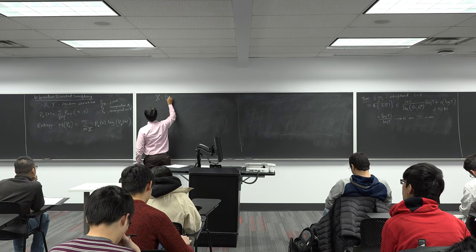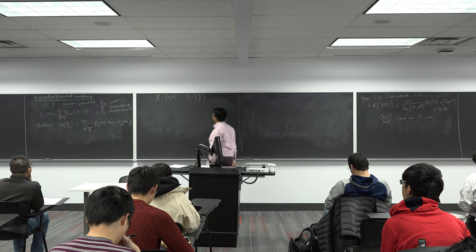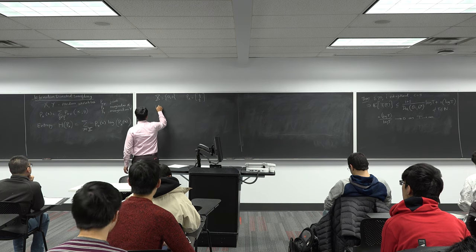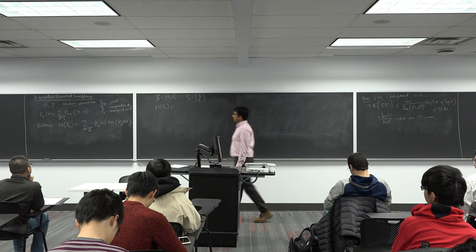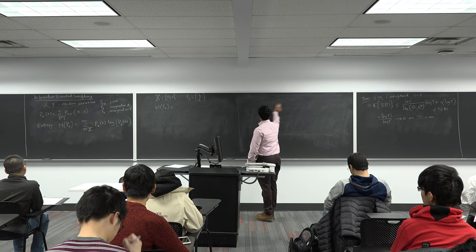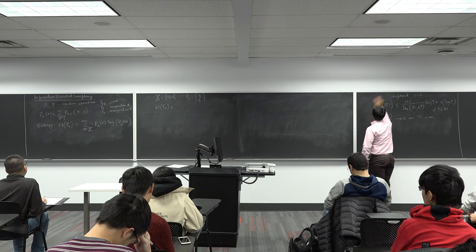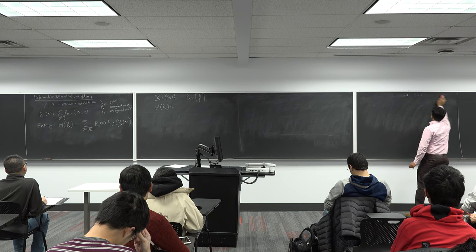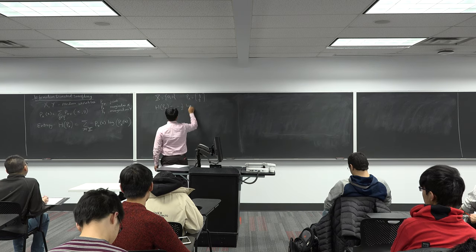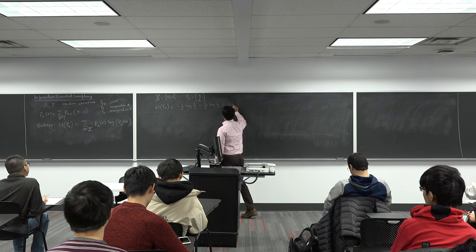So let's say my X was {0, 1} and my P_X is half, half. The probability of 0 is half, probability of 1 is half. So that's a uniformly distributed random variable. What is H(P_X)? Anyone want to give it a shot? Especially those who have not seen entropy before. Okay, let's compute this. So this is minus 1/2 log 1/2 minus 1/2 log 1/2. That's equal to log 2, right?